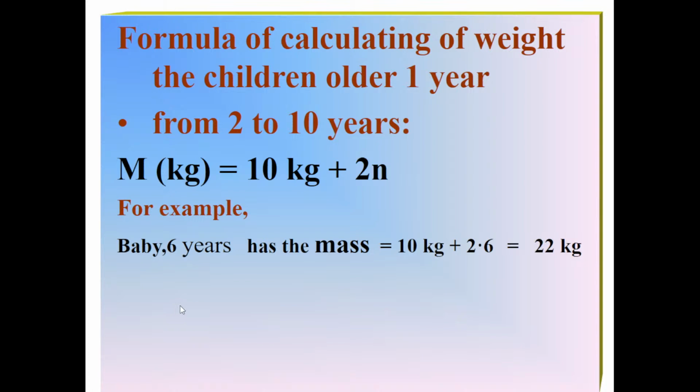Formula of calculating weight in children older than 1 year, from 2 to 10 years old: mass of body is 10 kilograms, the mass of body at nearly the first year of life, plus 2 n, where n is the number of years. As a result, a baby of 6 years has a mass of body 10 plus 2 times 6 years. The result is 12 plus 10 kilograms. As a result, in 6 years the average is 22 kilograms.